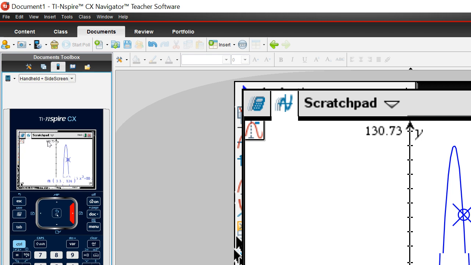Let's see, so there's 124 feet, there's 117. So my answer needs to be between 3.6 seconds and 3.3. What would you estimate it to be? 3.5.